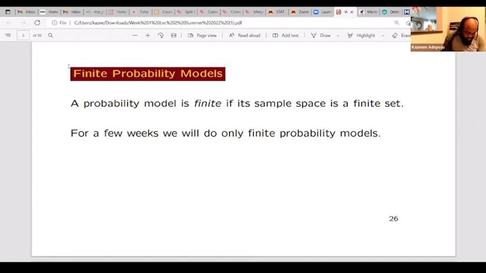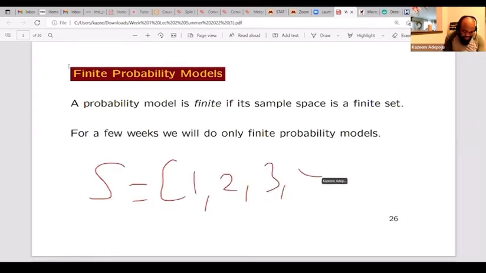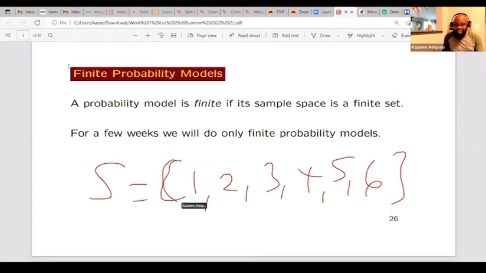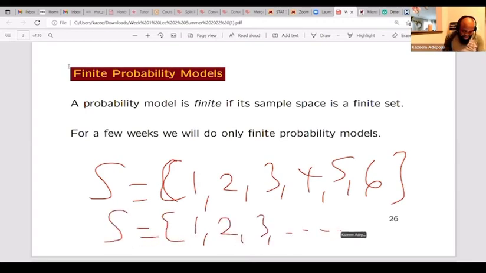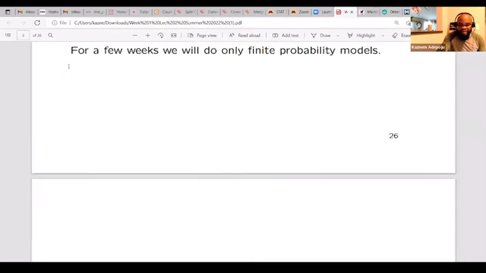Okay, take a look at this guy now. I have 1, 2, 3, 4, 5, 6. That's finite because there's a limit to the number of elements it contains. I'm going to give you an example of infinite right now. If I have 1, 2, 3, and I continue, take a look at that. That's infinite. But the one we're going to be talking about is actually going to be finite. So that is what I mean by that.